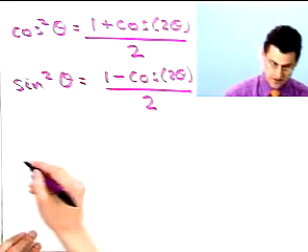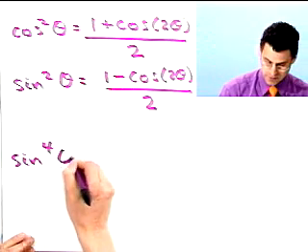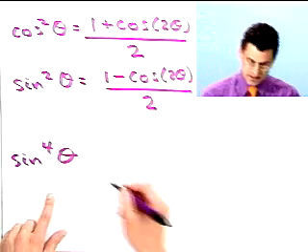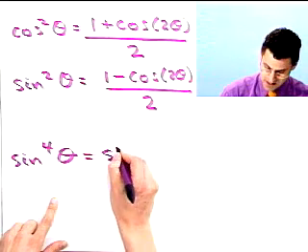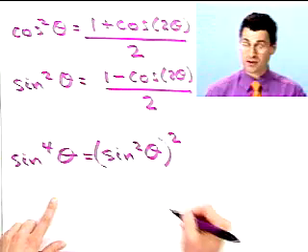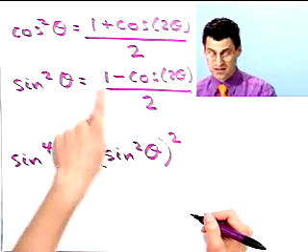Let me illustrate this with a little example. Suppose I want to look at sine to the 4th of theta. How can I reduce that? Well, what I could notice is this is just sine squared theta, all squared. Now what's sine squared theta? Well, sine squared theta, I can reduce that just to this.